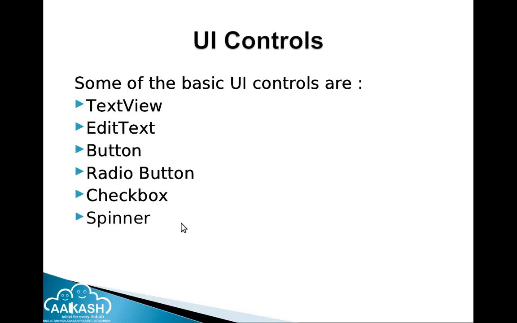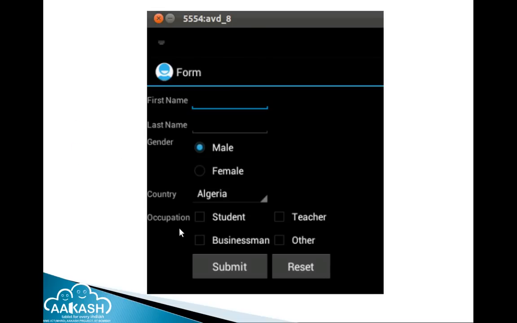Now let's see the snapshot. We'll study all these controls in the form of a registration form or a similar kind of form. So this is the snapshot. This first name, last name, gender, country and occupation, these are the text views. These are the edit text, then radio button, spinner, checkboxes and the two buttons. So now let's see its code in the emulator.